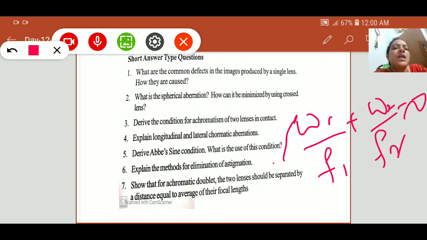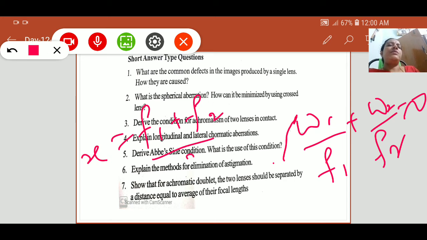Next, explain the methods for elimination of astigmatism. This also we discussed. You have to write down the elimination methods. Show that for an achromatic doublet, the two lenses should be separated by a distance equal to the average of their focal lengths. It is f1 plus f2 by 2. We have to derive this condition. These are the next short answers.